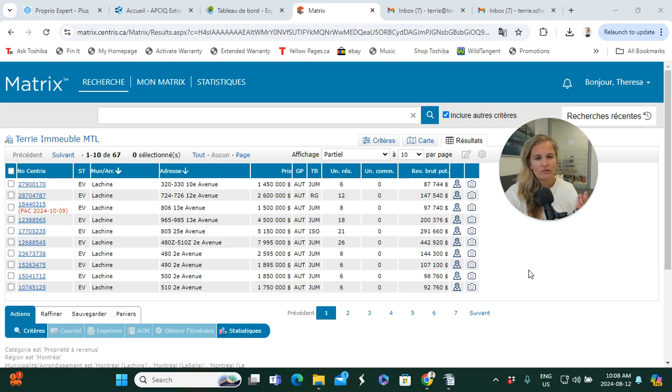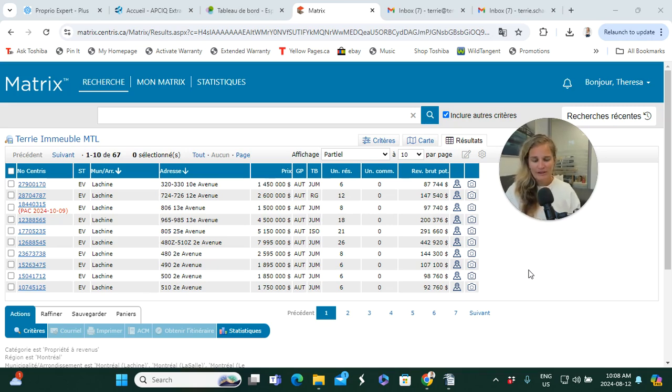Questions when I look at this: first of all, what is an acceptable GRM for Lachine? At what gross revenue multiplier are buildings in Lachine trading? And therefore, how do I know when there's a building that is interesting for me and matches my criteria? Once I've established the GRM that an area is trading at, I'm going to look at specific buildings and determine whether one is of interest to me.